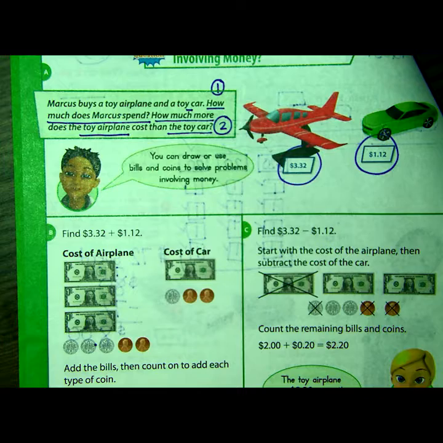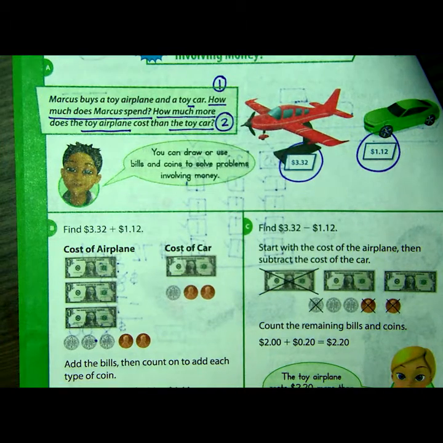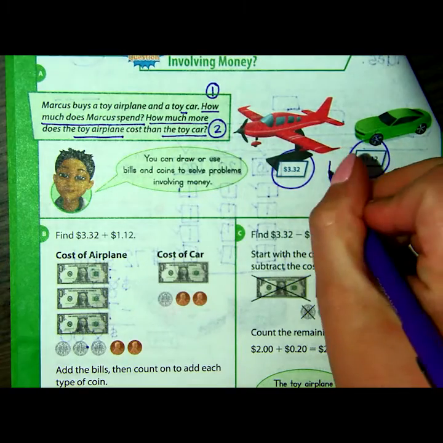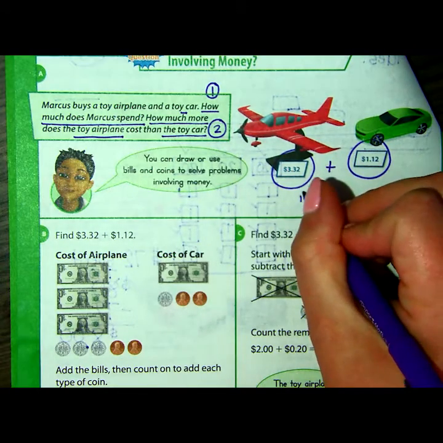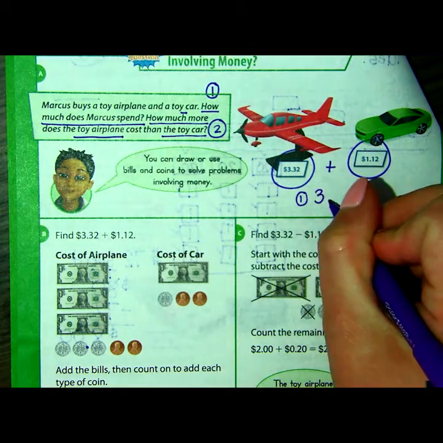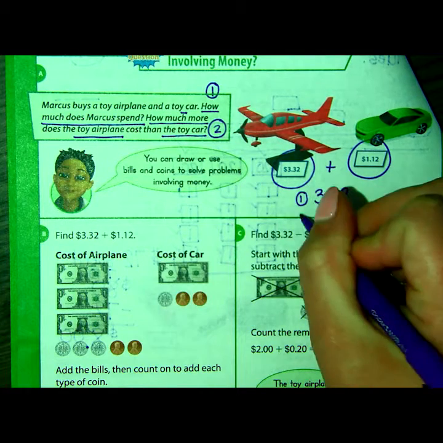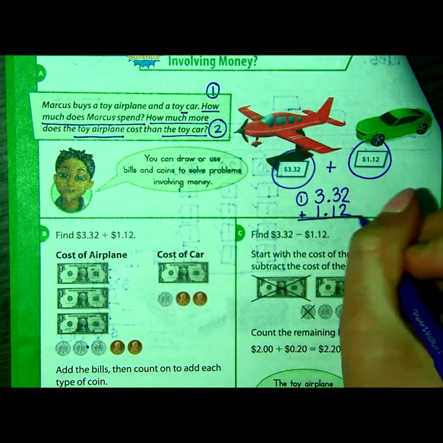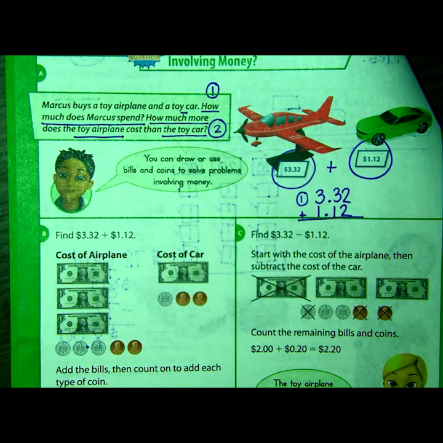We're going to try both. So let's look. I know that if I'm going to find out how much they cost in all, I'm going to have to add, right? So for part 1, we're going to say $3.32 plus $1.12, right? And that's going to tell how much he spent in all.